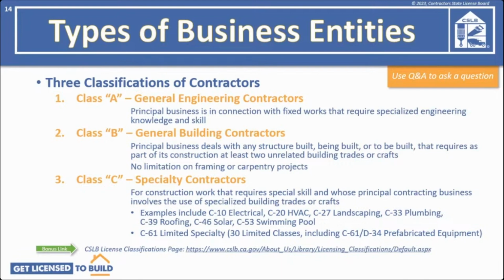There are also 30 limited specialty classes under the C61 classification. These include the C61 D34 prefabricated equipment class. More than 209,000 contractors hold a C-class license in California.